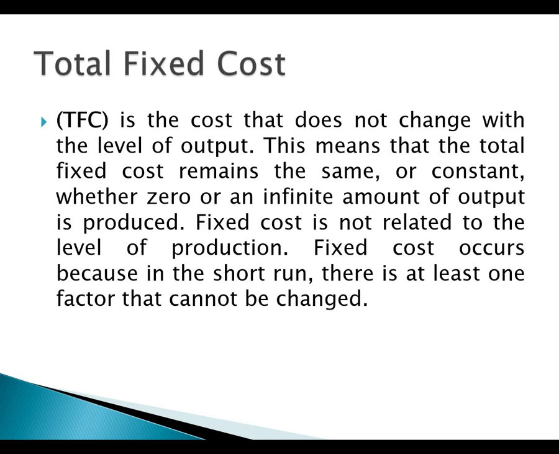Similarly, the equipment or machinery installed in the factory. Let's suppose you have installed a machine for $10,000 or 1 lakh rupees. Either you take production from that machinery or not, this expense has been incurred, so this cannot be changed. This would not change with the increase or decrease of the output. So all these kinds of costs are counted as fixed cost, which is not related to the level of output. Fixed costs are not related to the level of production.